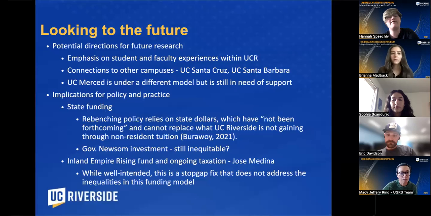I think in that vein, connections to other campuses that have also been hard done by in the past because of these financial models that were put in place by UCOP. UC Santa Cruz is a big example. UC Santa Barbara is a big example. UC Berkeley is also in a $340 million deficit because of the pandemic.